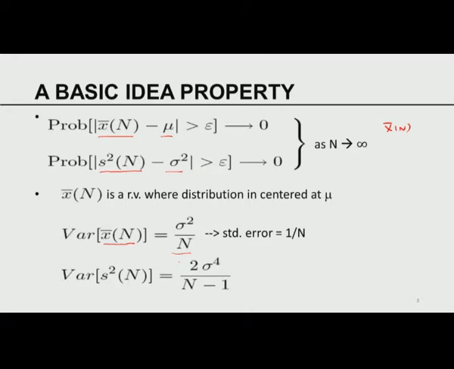The second line is also captured by this expression for the variance of the estimate of the sample covariance. You can see as n goes to infinity, these two go to 0. The standard error in the estimate is equal to sigma by root n, which is the square root of the variance, and that is proportional to 1 over root n.